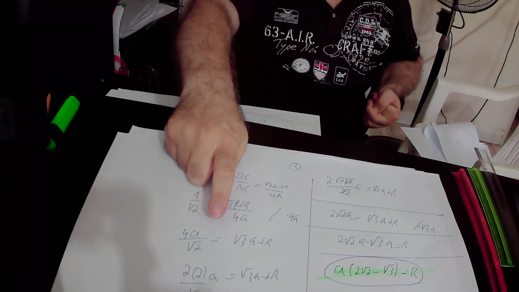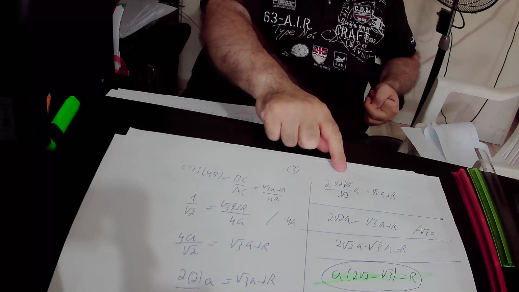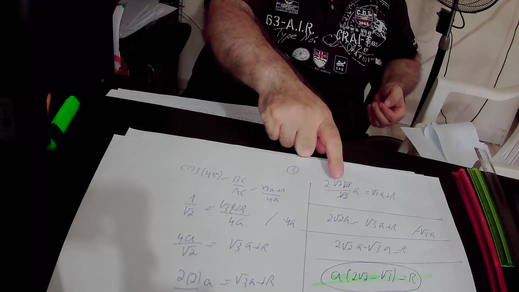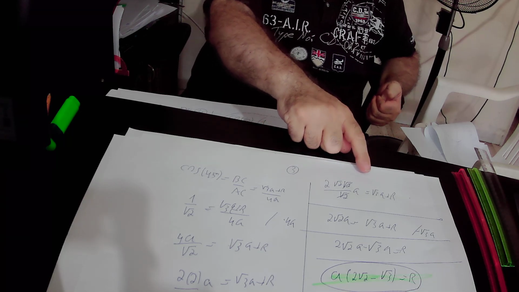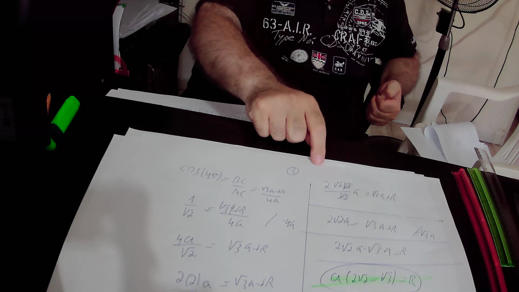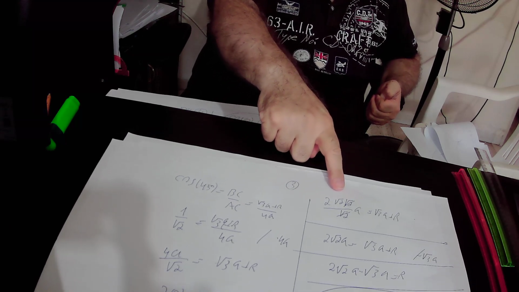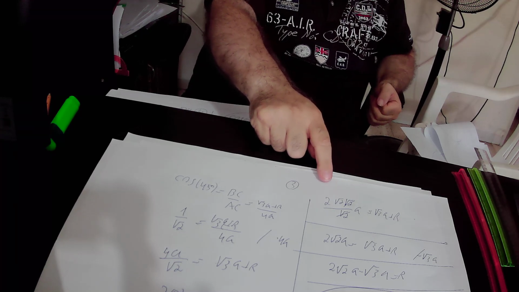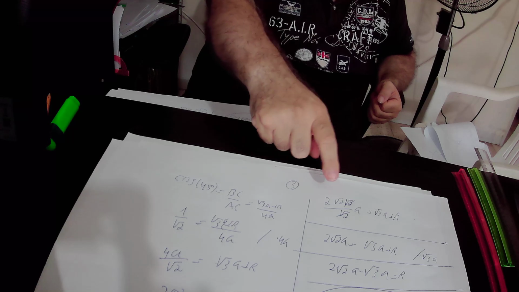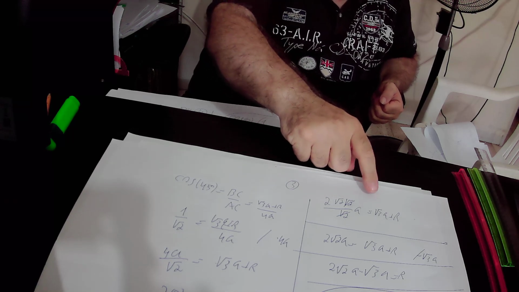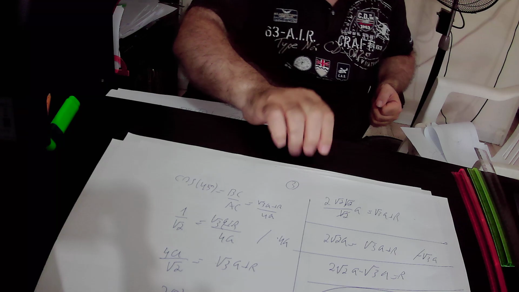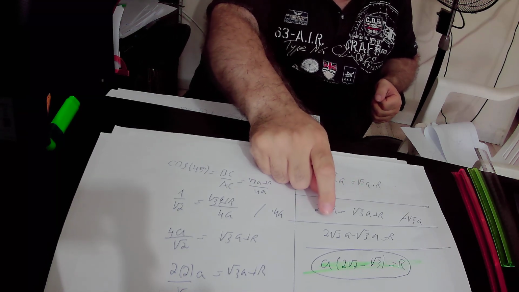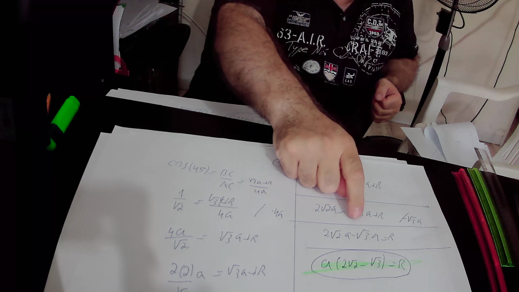Then we substituted 2 by square root of 2 times square root of 2. So in total we have here 2 times square root of 2 times square root of 2, that is actually 4 over square root of 2 times a, and it is equal to square root of 2 times a plus r. Here we have square root of 2 in the numerator and square root of 2 in the denominator, so square root of 2 will get cancelled, and we'll have only this expression equal in total to 2 times square root of 2 times a, and it is equal to square root of 2 times a plus r. We subtracted square root of 2 times a from this equation and found out that r equals 2 times square root of 2 minus square root of 3, times a.